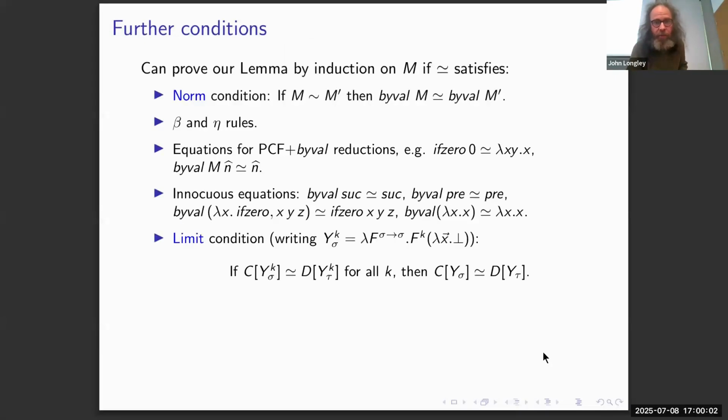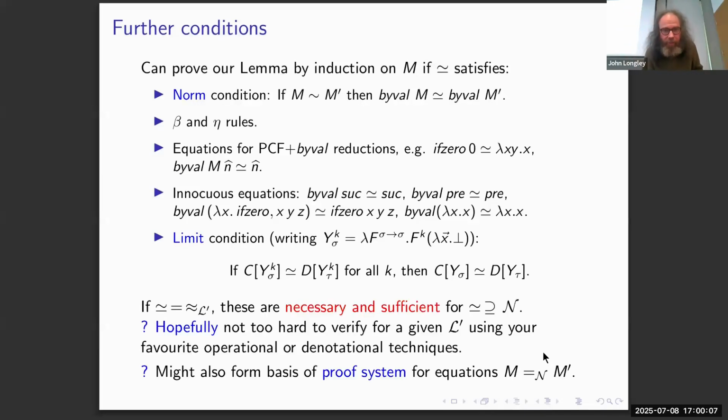And I will just show you what the conditions are. These are conditions which are actually necessary and sufficient for our relative observational equivalence relation to contain NSP equality. So the hope is that for a given language that you're interested in, verifying these conditions might not be too painful by your favorite operational or denotational techniques, although I've not really substantiated that claim yet. Okay.